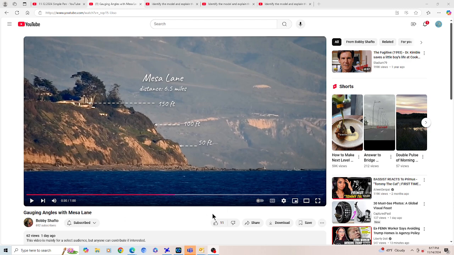And instead of trying to gauge angles, the first thing we want to do, and it's my contention we don't have to gauge angles. We can first start off with an understanding of basic heights. Most people don't realize, or maybe don't even think about the fact that this image is taken from a video of Pablo's dog 6.5 miles behind us here at Mesa Lane.